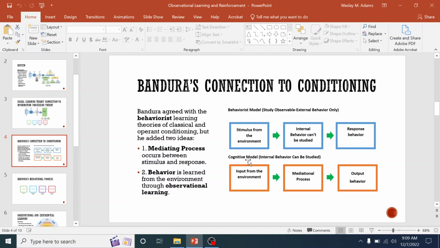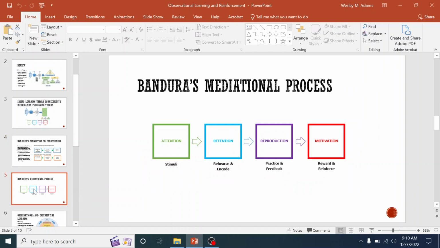But the cognitive model, and this is where Bandura comes in, and the mediational process says, yes, you have environmental stimulus come in, but we can look at the mediational process and look at motivation and its impact on learning, and then we'll have an output behavior. So that's the difference between conditioning and Bandura's social learning model, more specifically, this mediational process. Let's go more in depth here.